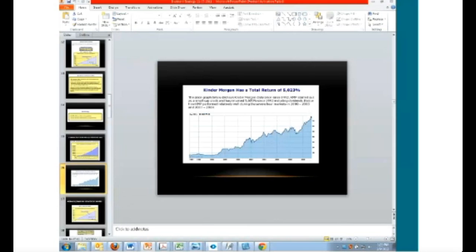And you can see even during the last severe bear market, the price of Kinder Morgan did go down, but not as much as the average stock, which went down anywhere from 50 to 60% during this bear market. So even though there's less volatility with these types of stocks, and they produce great returns, the risk is considerably lower than owning other types of stocks.